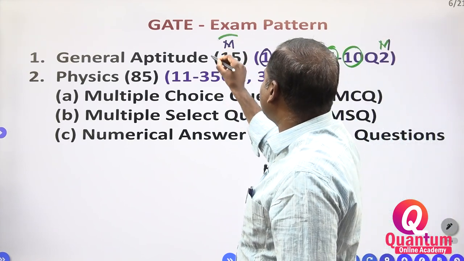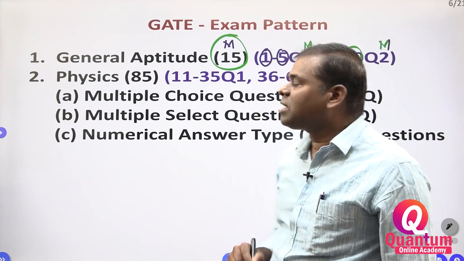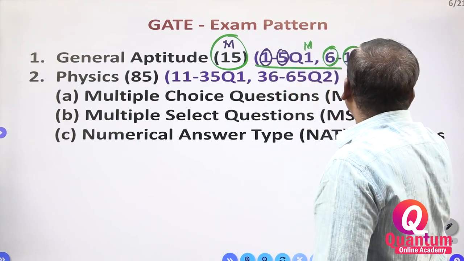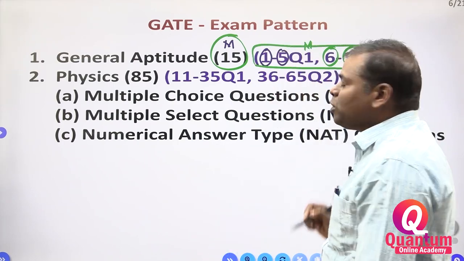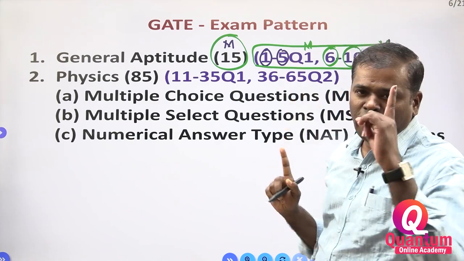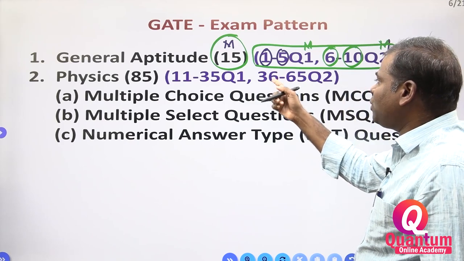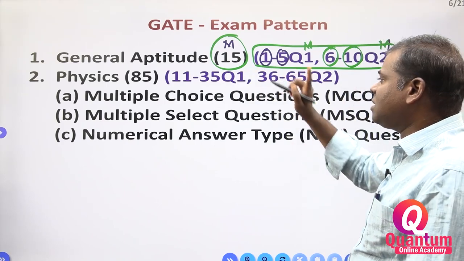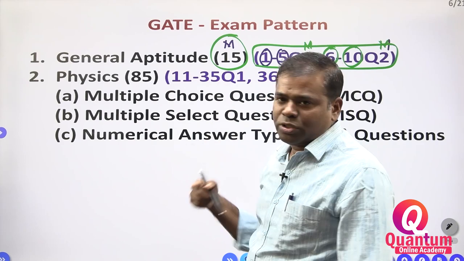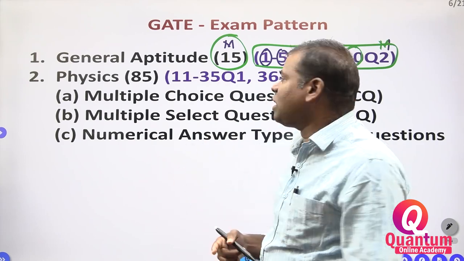Total how many marks do you want to get? 15 marks. How many questions? 10 questions are there. 1 to 5, 1 mark questions. 6 to 10, 2 marks questions. Total 10 questions, 15 marks maximum you have to do in general aptitude. Negative marking is there, 1/4 negative.